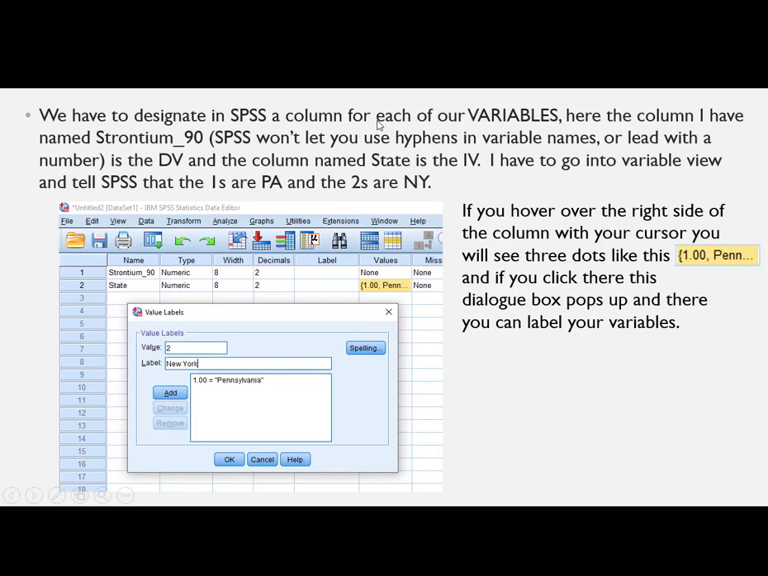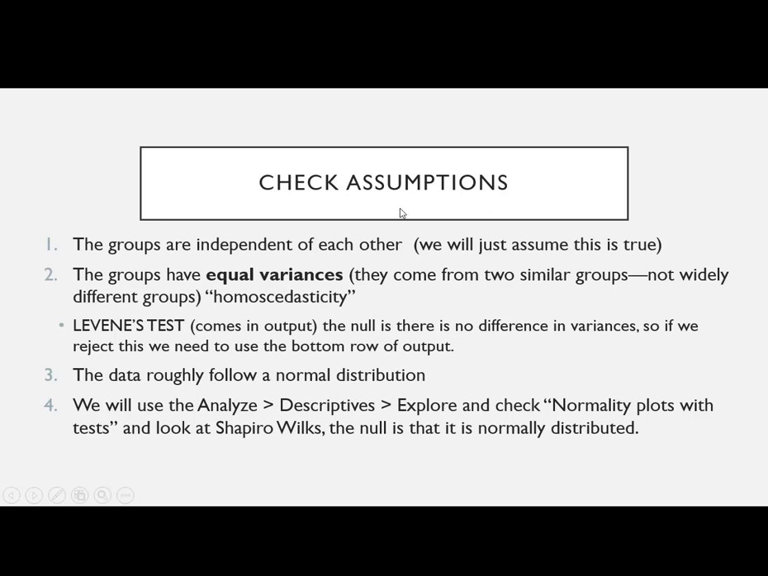So we have to designate a column for each of our variables. It won't let you use hyphens, so I have to use the underscore. Then we have to go into data view here, click on the little dots: 1 is equal to Pennsylvania, 2 is equal to New York. Okay, so we check our assumptions. The groups are independent of each other. We're just going to assume this is true, that somebody didn't get their measurement in New York and then move to Pennsylvania and get their measurement again. We can't know that, but we're just going to assume.